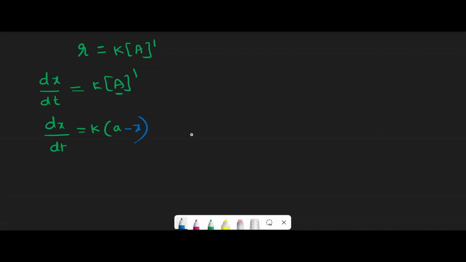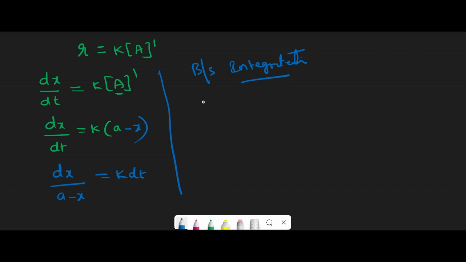Now I am writing the same variables on the same side, separating the x variables: dx by (a minus x) equal to k dt. Now I am integrating both sides in order to get the rate constant over small intervals. So the integration of dx by (a minus x) equals the integration of k into dt.